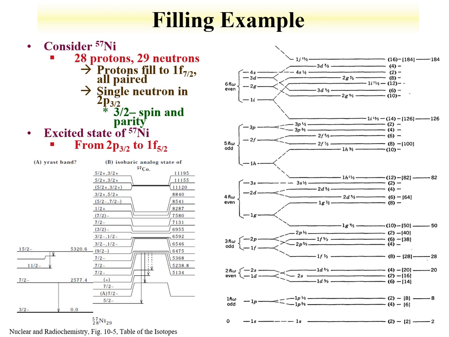The excited state is 7/2 minus, and if we look here, the 29th neutron is here. If we excite that, we go to a 1f5/2 level, which is what we see here. So f being negative, 5/2 state. So this also seems to correlate with nickel-57, 28 protons, by the way, magic number. So nickel-57 is fundamentally one off from being a double magic nucleus.